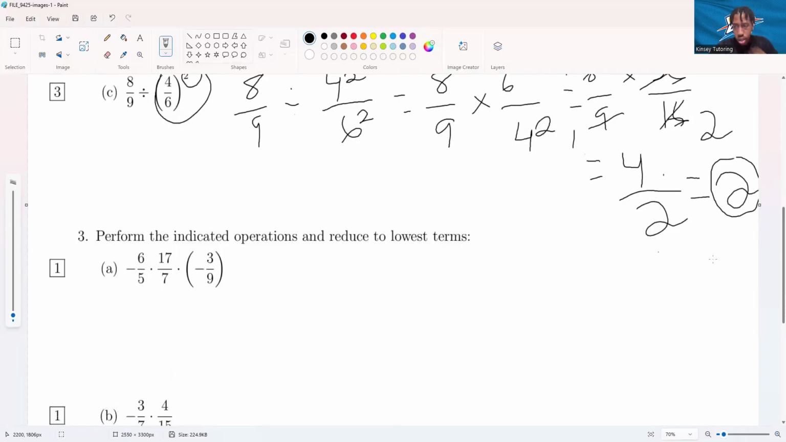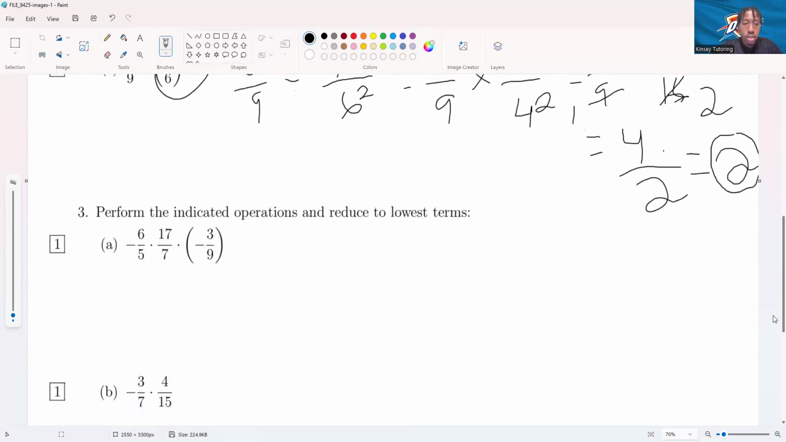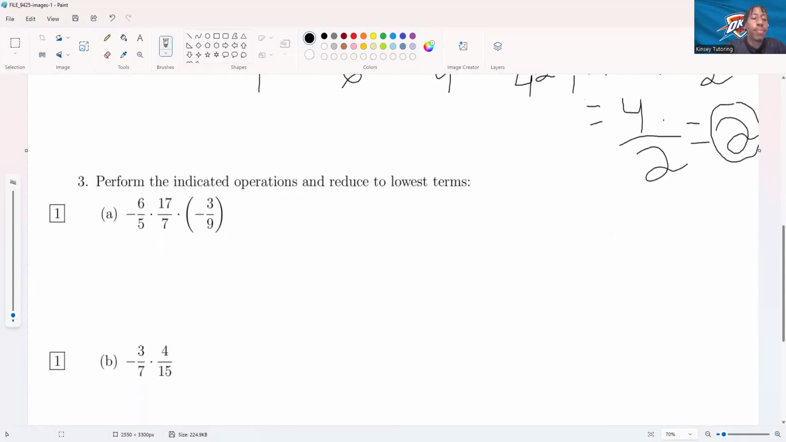All right. Perform the indicated operations and reduce to the lowest terms. So we're going to reduce to the lowest terms. All right, so we've got negative 6 over 5 times 17 over 7 times negative 3 over 9. Okay, so let's just start with the first two numbers.